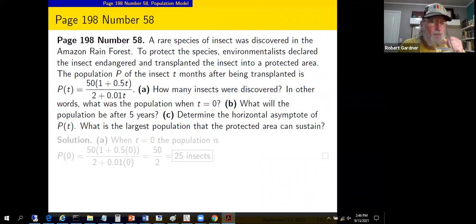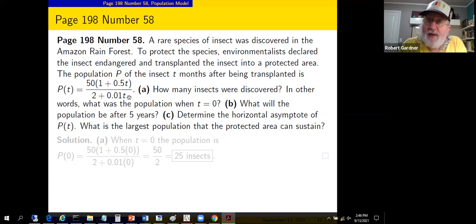One last one. A word problem of sorts. That's just going to translate into find the asymptotes of this function. But the story is, a rare species of insect was discovered in the Amazon rainforest. To protect the species, environmentalists declared the insect endangered and transplanted the insect into a protected area. The population P of the insect, T months after being transplanted, is given by this. So population size in terms of months, T, is given by this.